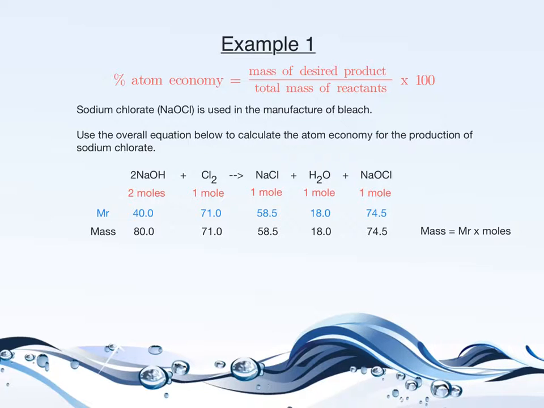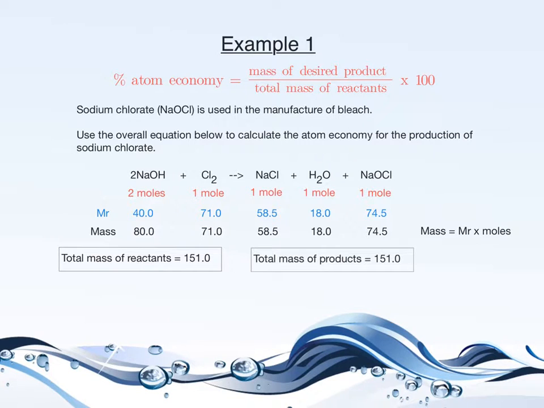At this point, we should do a quick check and total up the mass of all the reactants and check it's equal to the mass of all the products. If the masses are not equal, then we know we've made an error in our calculation. Here we can see that the total mass of reactants equals the total mass of products at 151.0.